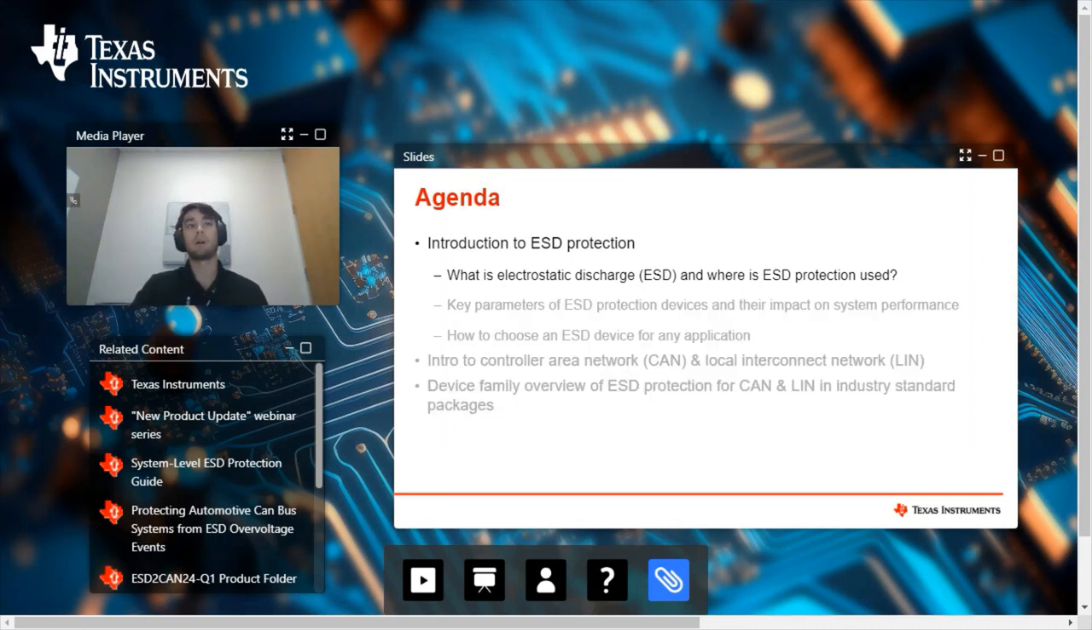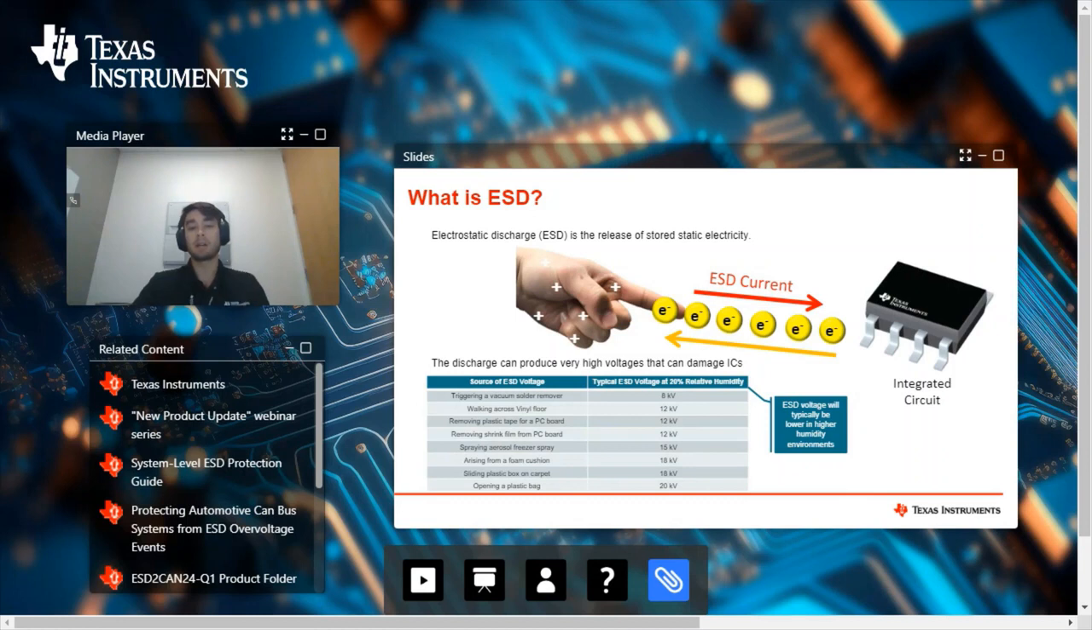So, what is electrostatic discharge and where is ESD protection used? Electrostatic discharge is the sudden release of stored static electricity, and the release of electricity goes from one charged object to another. This charge can be transferred through direct contact, which is referred to as contact discharge, or through the air, which is referred to as air gap discharge. Many of you may have experienced ESD by touching a metal object such as a doorknob or a car door. And while these strikes aren't harmful to humans, the voltages produced are in the thousands of volts and they can harm sensitive integrated circuits.